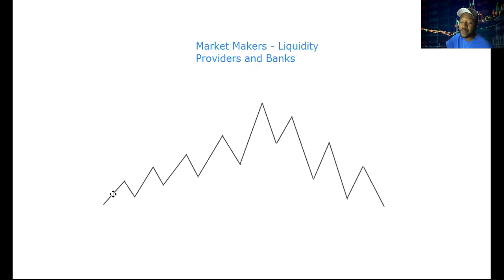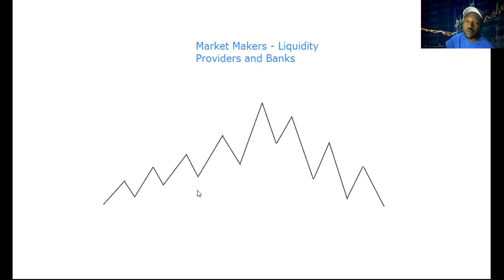When this happens, what's going on in the market is that the market makers are going through periods of what's called accumulation when the market's going up, and distribution when they're distributing contracts. So they're accumulating contracts and distributing contracts. Going up, they're accumulating and distributing, and once again, accumulating and distributing contracts.